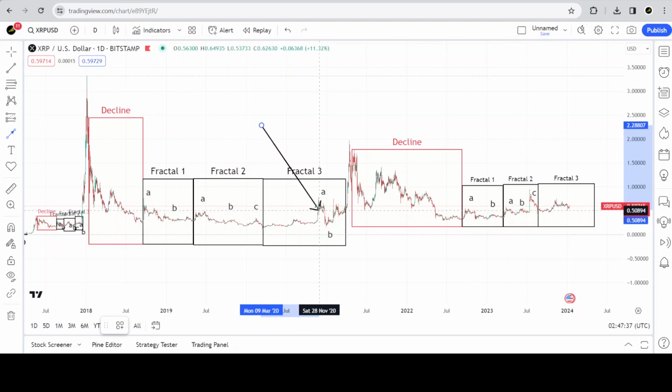Now, I am calling this move up the great fake out. So price moves up, and then it turns around and comes crashing back down.